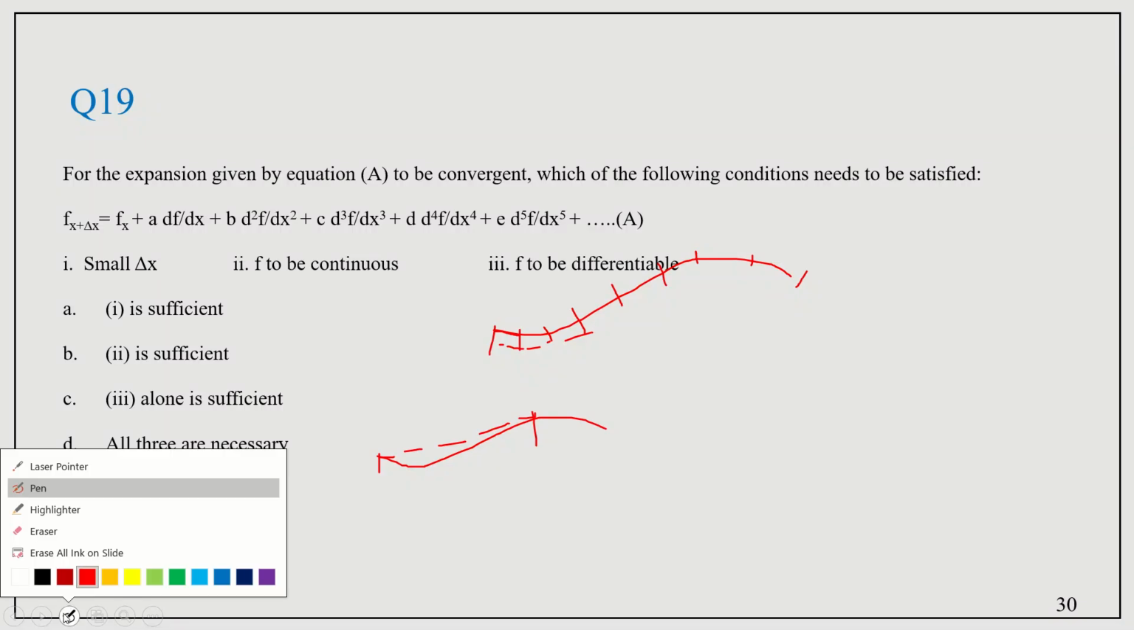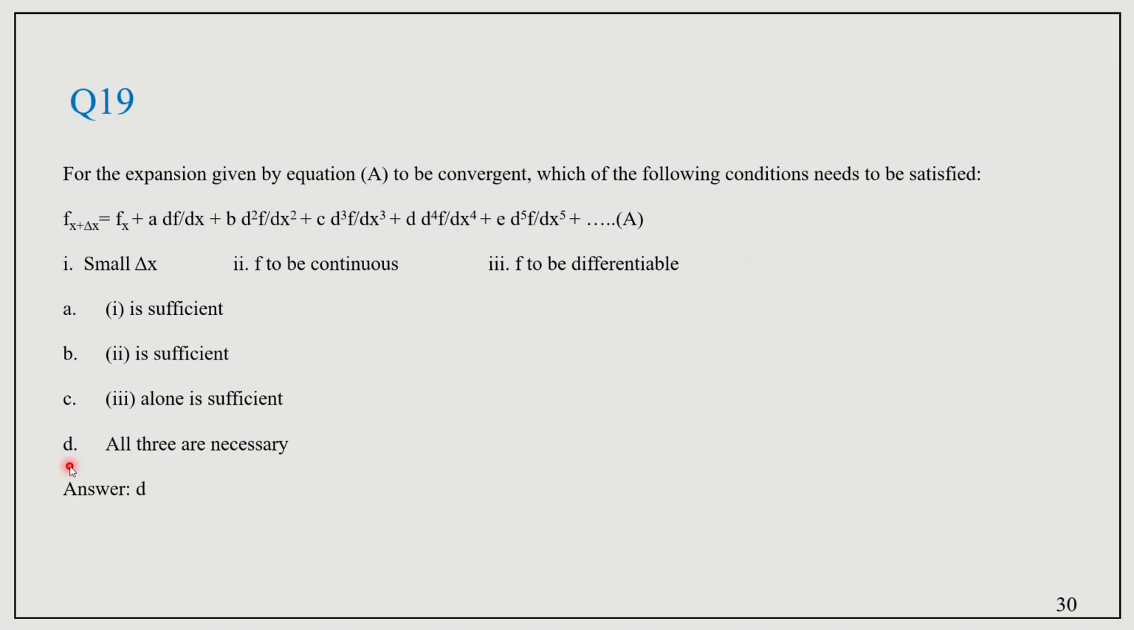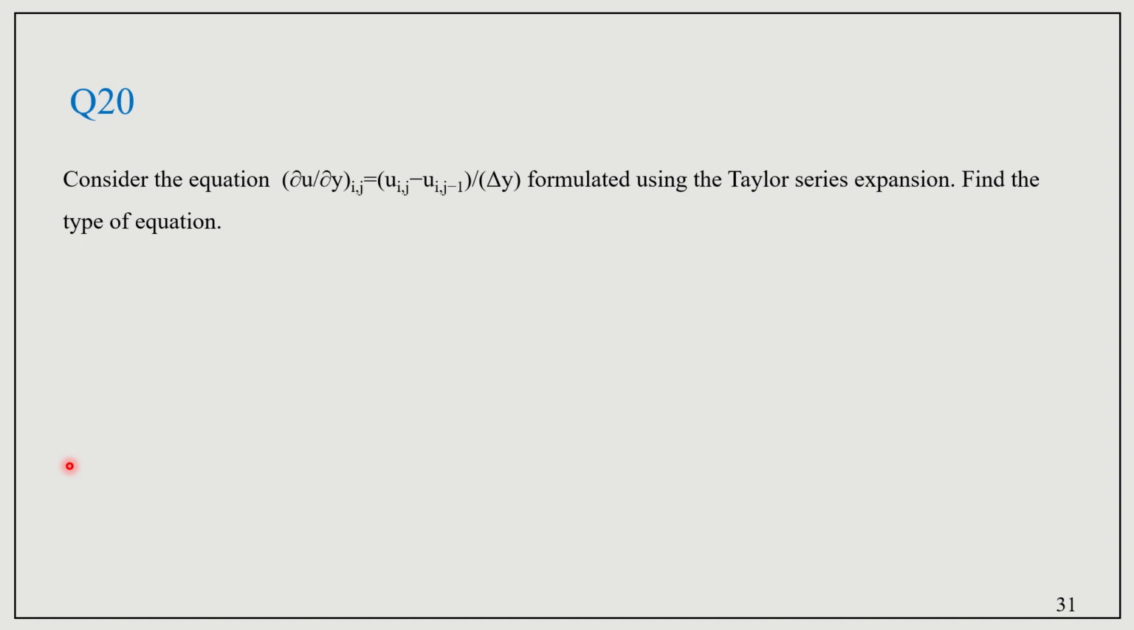Now we'll go to question 20. Question 20 is about this: consider the equation dou u by dou y at i comma j equal to u at i comma j minus u at i comma j minus 1 divided by delta y, formulated using Taylor series expansion. Find the type of equation. So this is actually a first order backward difference equation.